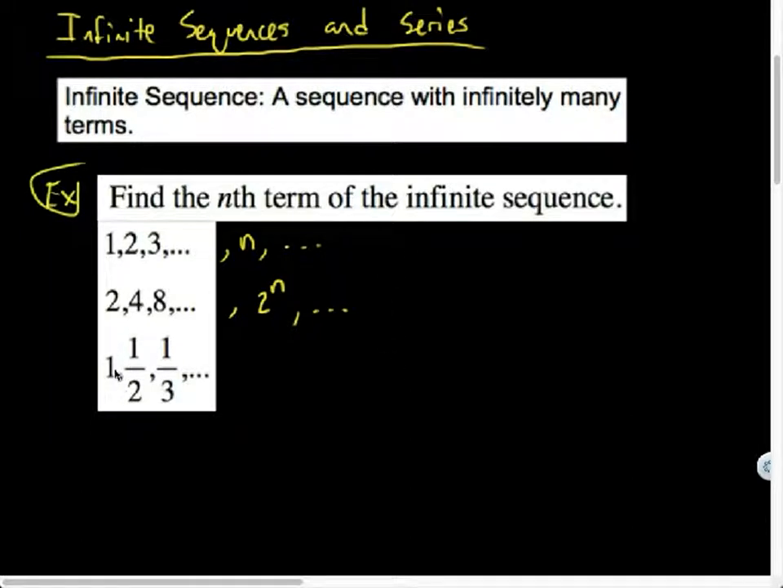So, this next pattern, 1, 1/2, 1/3, 1/4 would be next. I could have thought of this one as being 1 over 1 if you wanted to. What do you think the nth term is? 1 over n. Correct.